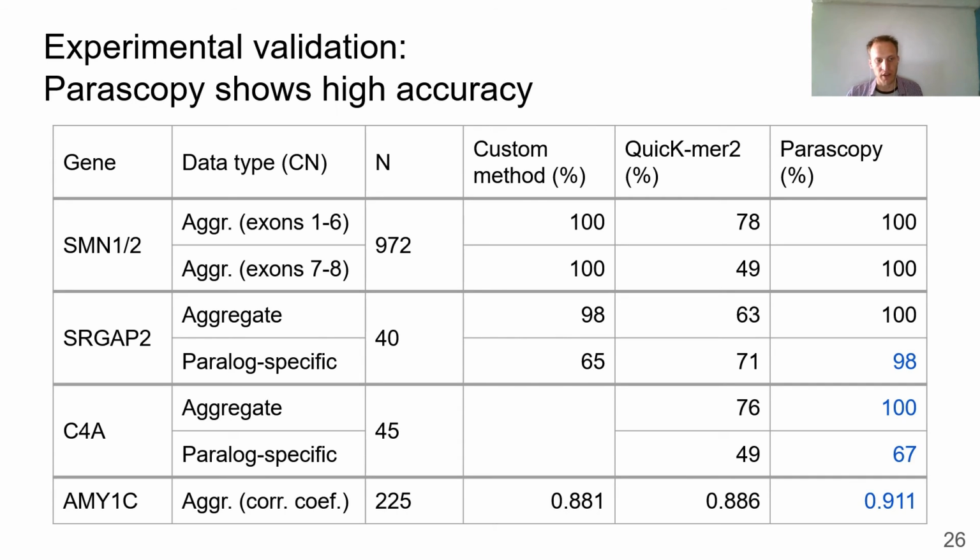Next, we looked at AMY1C. For this gene, aggregate copy number varies a lot across the population. It can be 2, it can be 18. And so we looked at the correlation coefficient. And you can see here that Parascopy provides a better correlation coefficient than other methods.